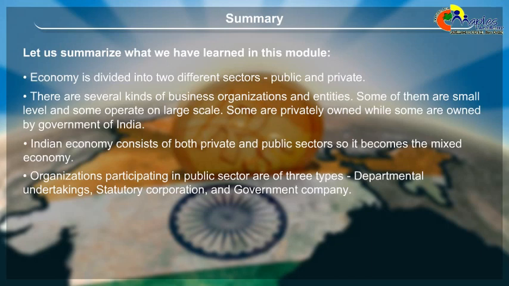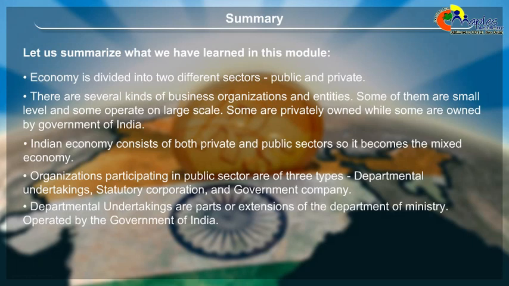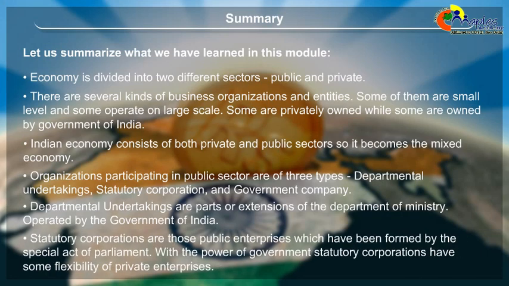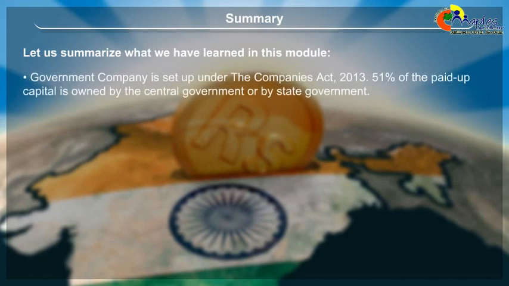Organizations participating in the public sector are of three types: departmental undertakings, statutory corporation, and government company. Departmental undertakings are parts or extensions of the Department of Ministry operated by the Government of India. Statutory corporations are those public enterprises which have been formed by a Special Act of Parliament. With the power of government, statutory corporations have some flexibility over private enterprises. A government company is set up under the Companies Act 2013. 51% of the paid-up capital is owned by the central government or by state government.